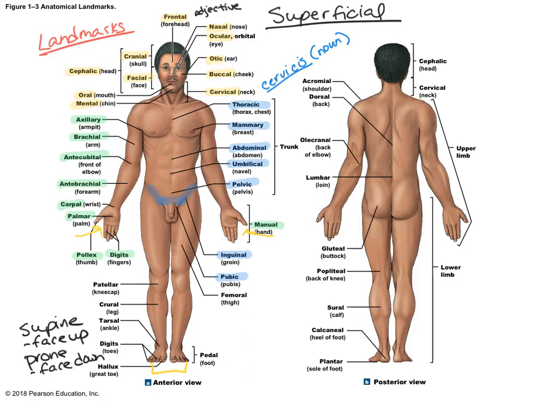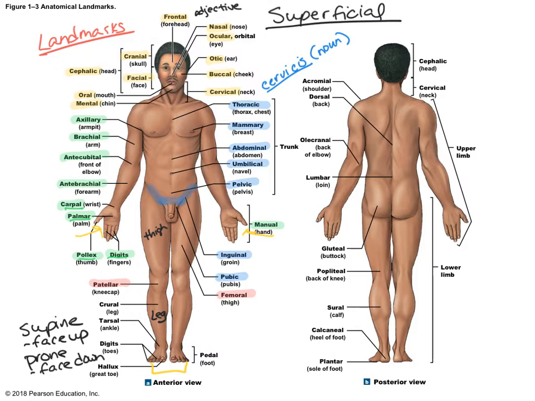So the manual or hand has different parts to it, which I had previously said: the carpal, palmar, pollex, and digits. Then let's look at the legs. In the leg area, we have the thigh, and then we have the calf area. So the thigh area is called the femoral area. The kneecap is patellar. The lower leg we call leg, and we call the upper leg thigh.